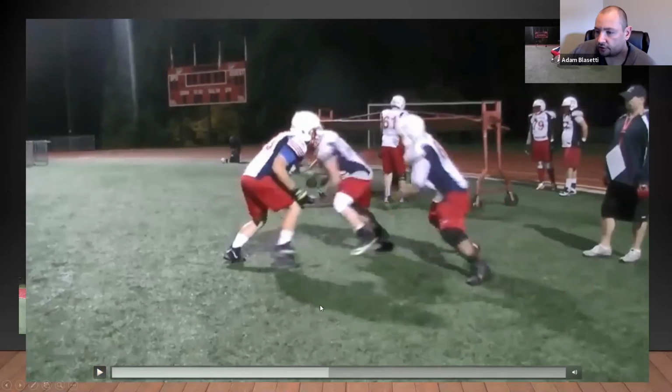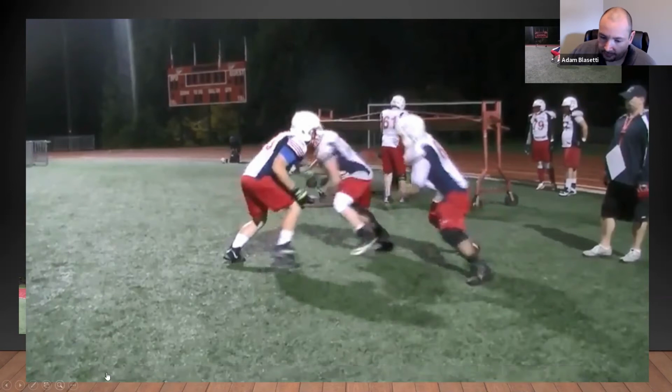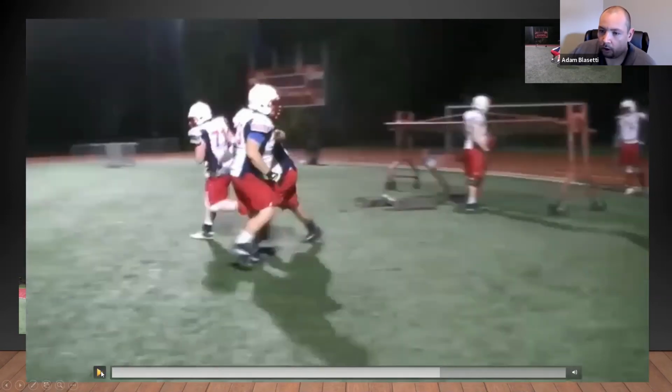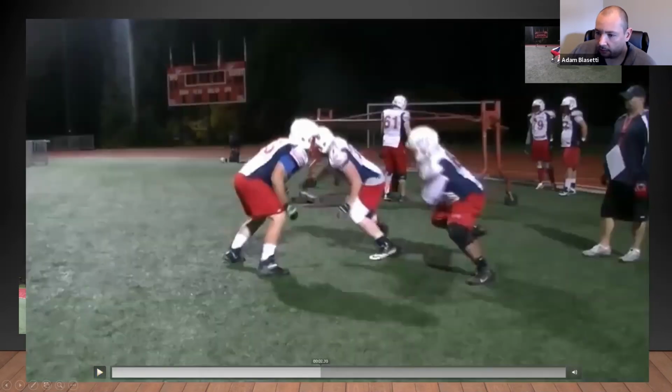So our center is trying to build the wall. As you can see, the guard is taking that deep drop step to try to get some depth and width and buy himself some time to get to that front side nipple. The center again is building that wall, and the guard comes around to try to capture.